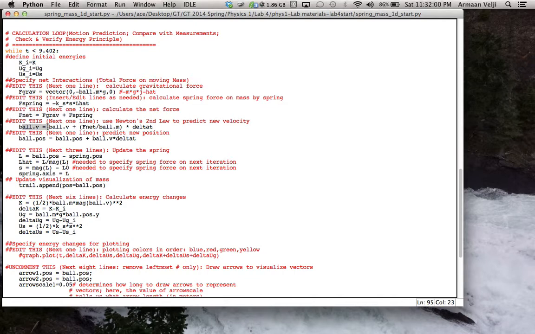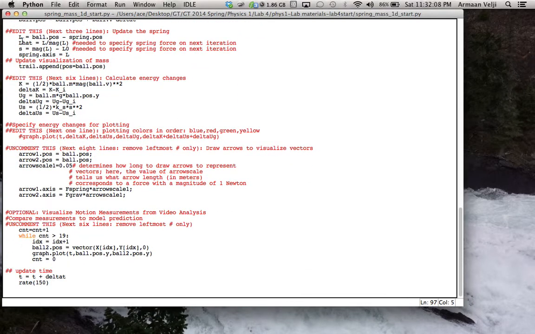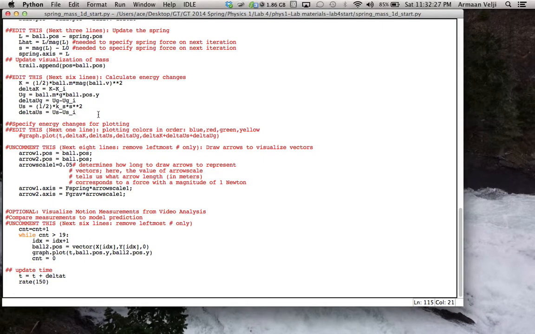Then the position and velocity of the ball or the system were changed due to Newton's second law. Then I updated the location of the spring. This is because the spring location changes throughout its motion, so that Tracker can track it. Then I updated the energy principle, and this is so that the energy can be tracked throughout the motion. Now let's run the code.